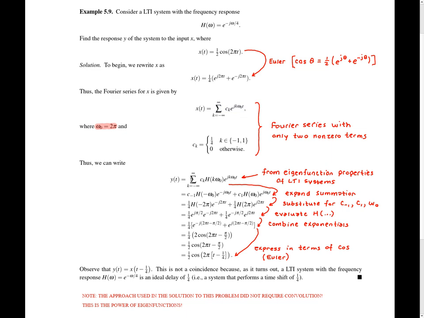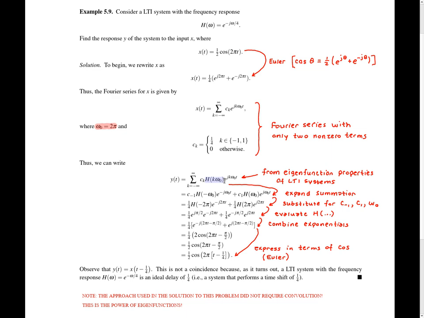And then our answer for the output was also a Fourier series, which was given by this expression. If you compare these two expressions, in other words, this highlighted formula here to this one here, the only difference is that we've inserted this multiplicative factor of h of k omega naught. So to get from our starting point in this problem, which was this Fourier series, to our answer, which was this Fourier series, all we had to do was insert this factor here. In other words, multiply by a constant.